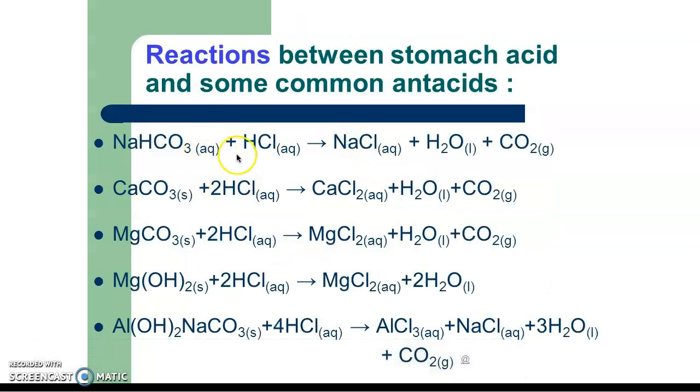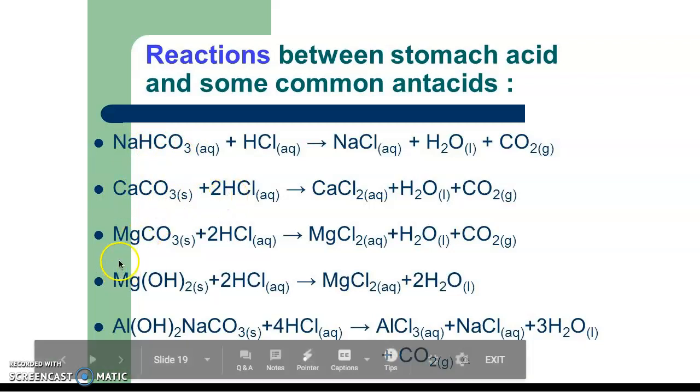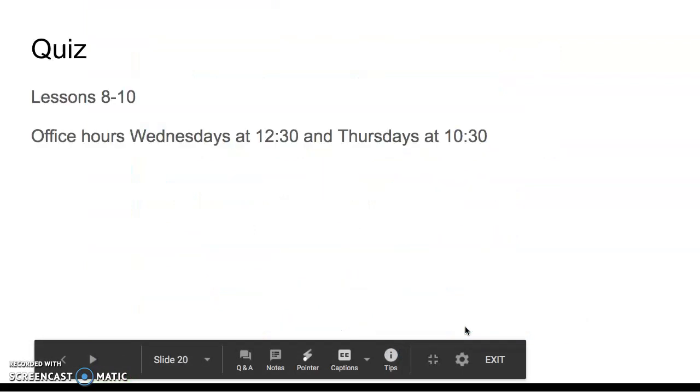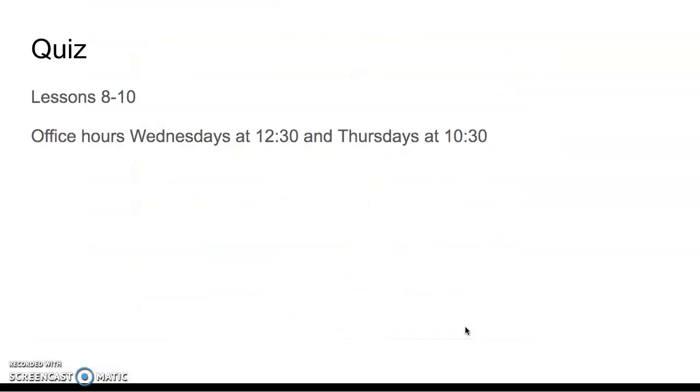Here are some reactions of acid from your stomach. Hydrochloric acid is found in your stomach, and this is sodium bicarbonate, so this is baking soda. This is calcium carbonate, I believe that's Tums. Magnesium hydroxide, I believe that is milk of magnesia. So those are all antacids in the presence of stomach acid. This is all neutralization reactions. So I think that's it for acids and bases.